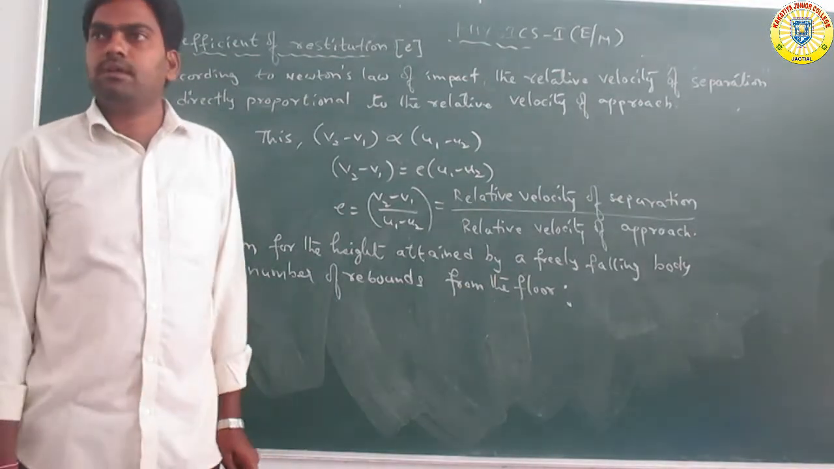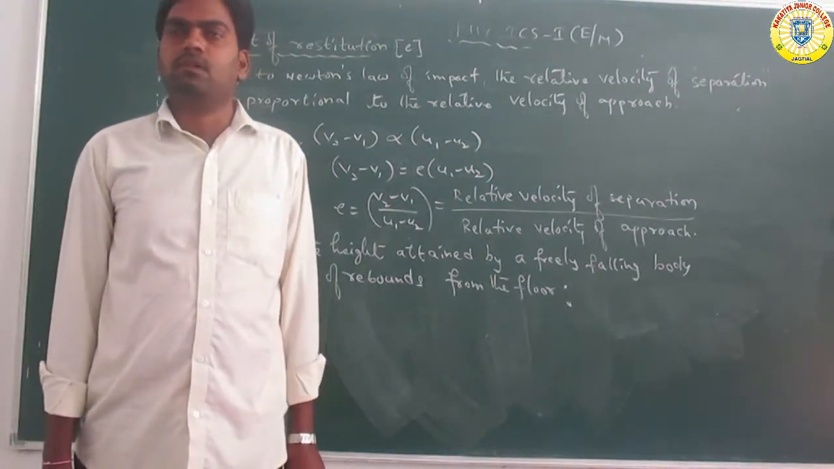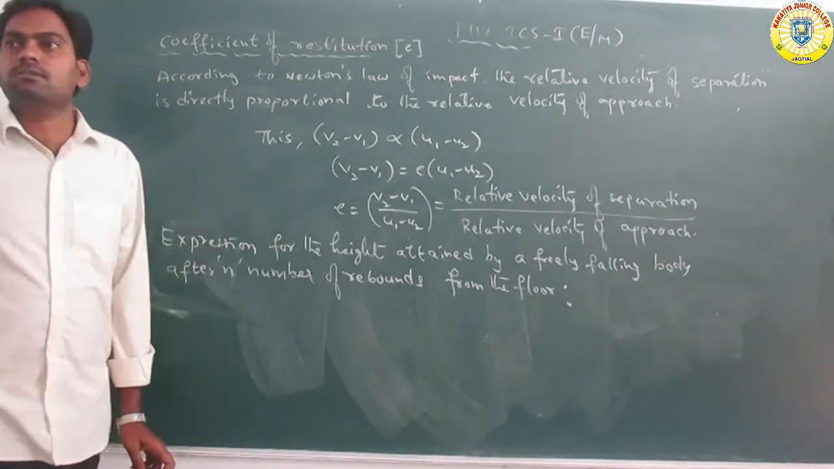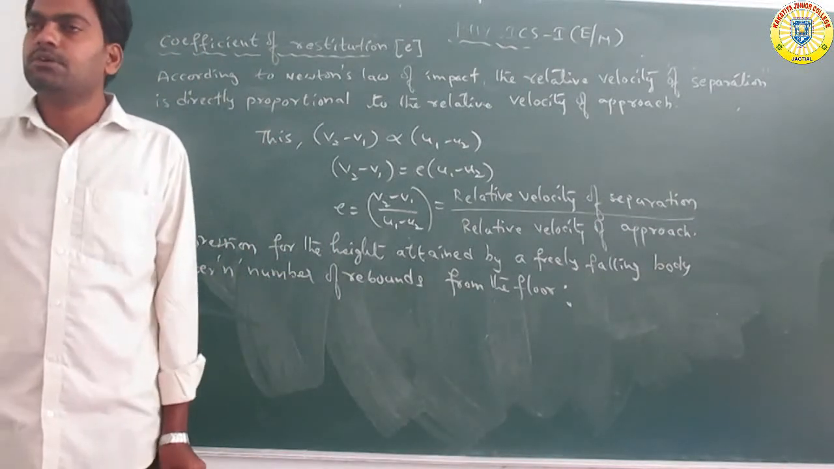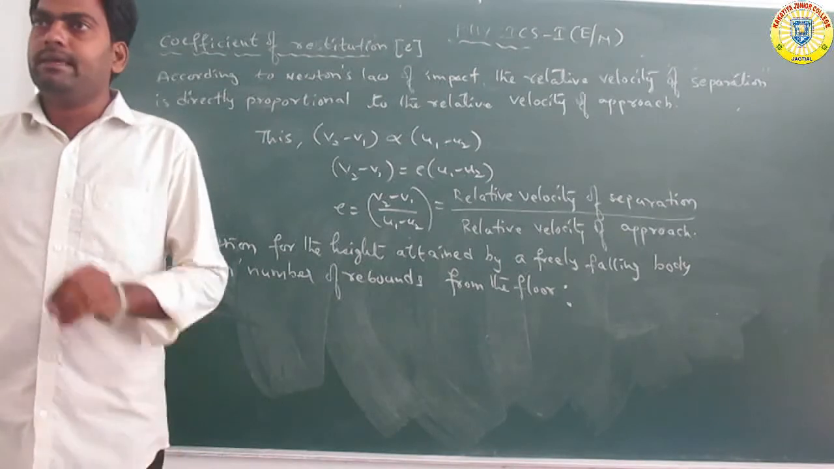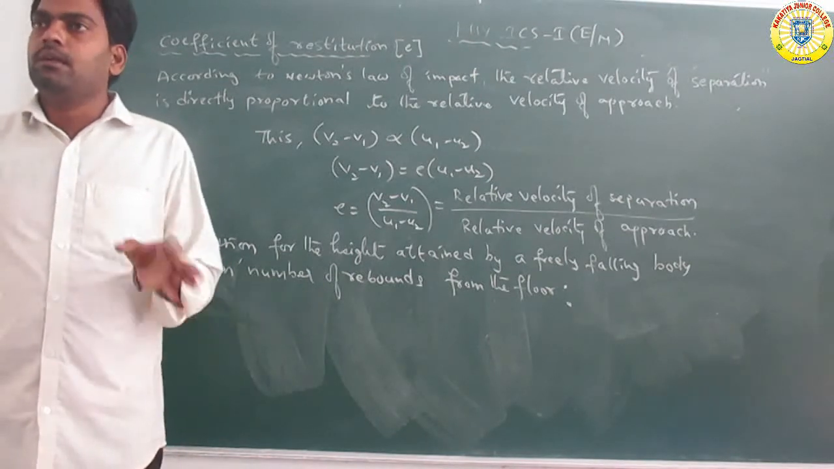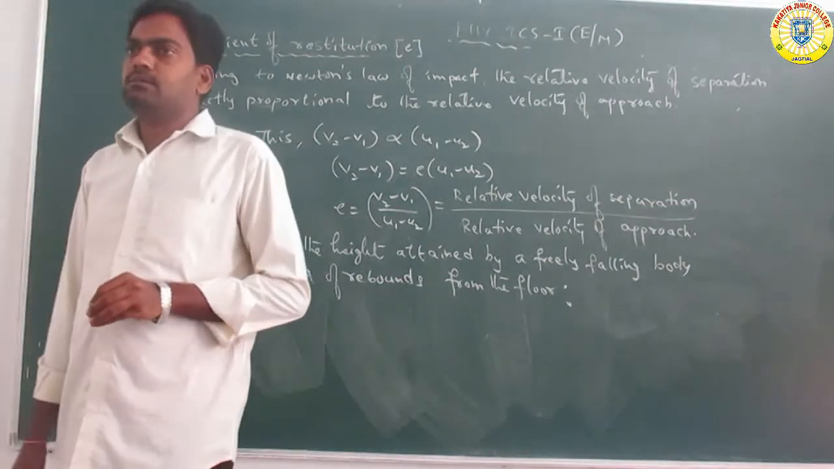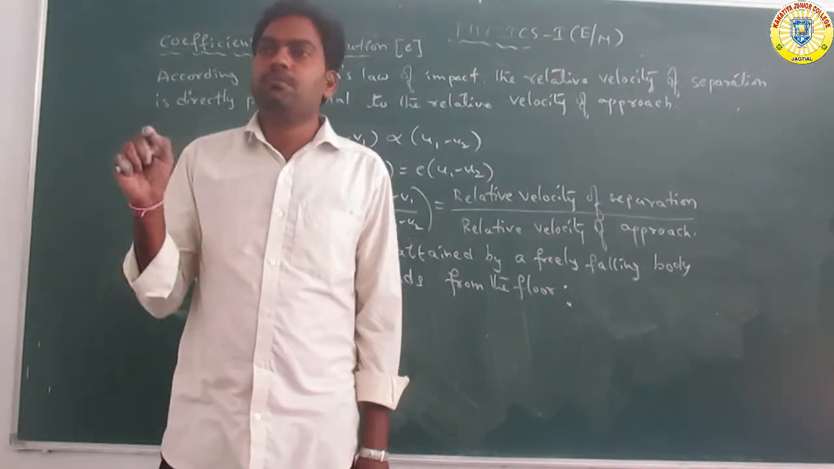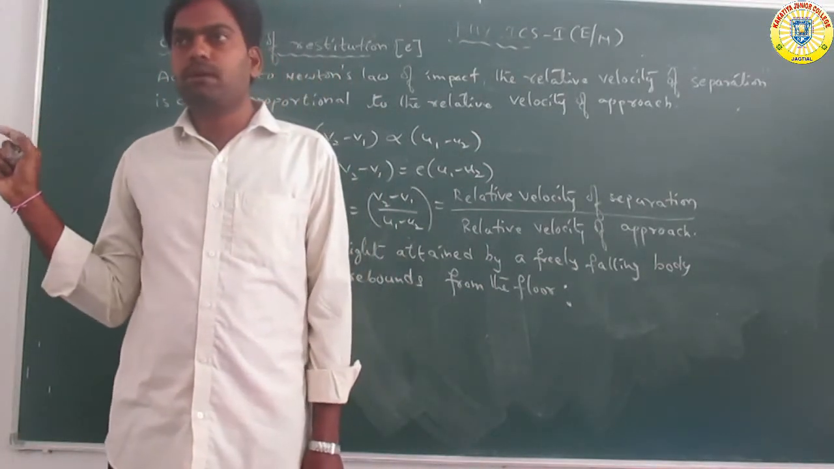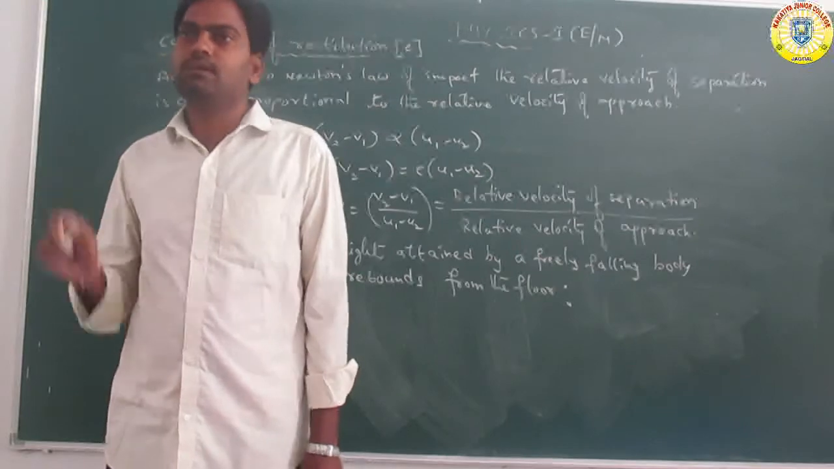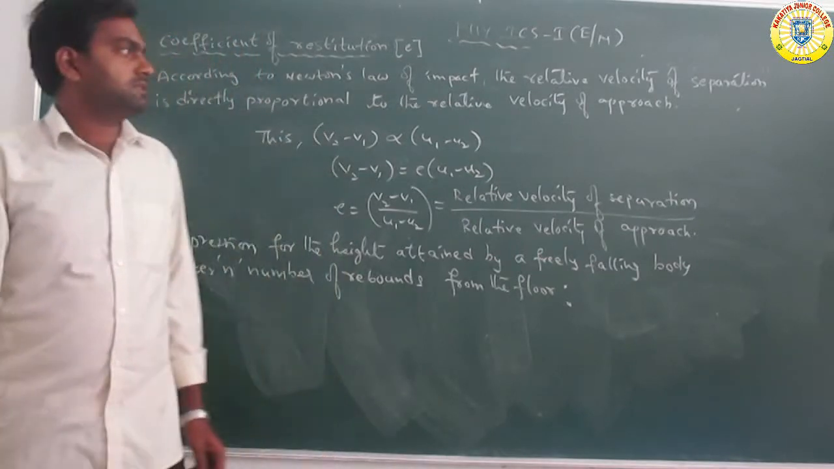Okay. So, the result here. Coefficient of restitution is denoted by this small e. It already includes the collisions topic. In collisions, V2 minus V1 is equal to U1 minus U2. That is the third equation.